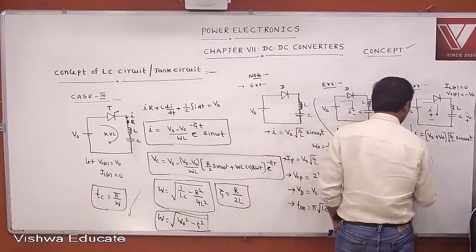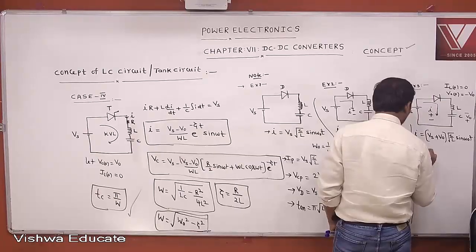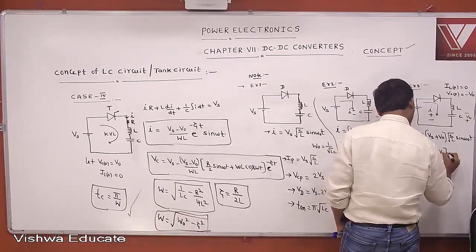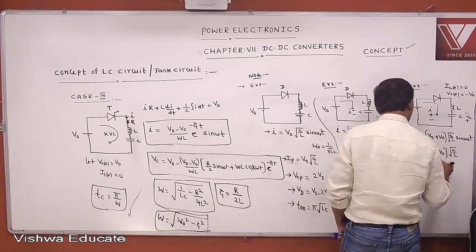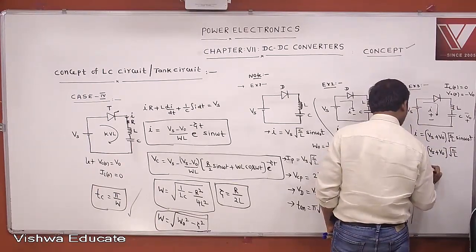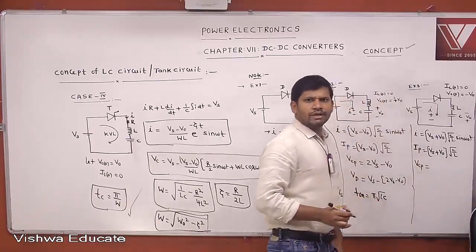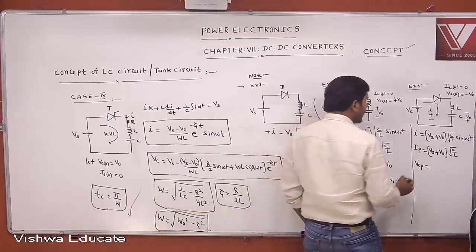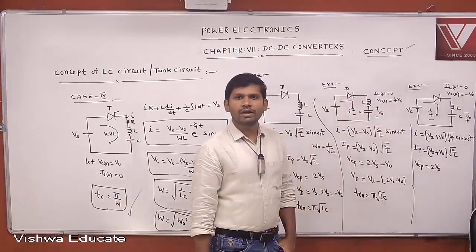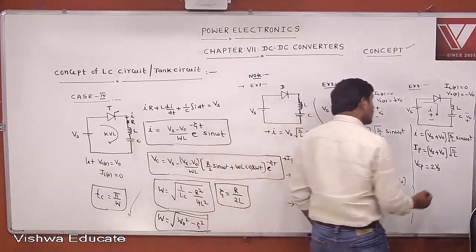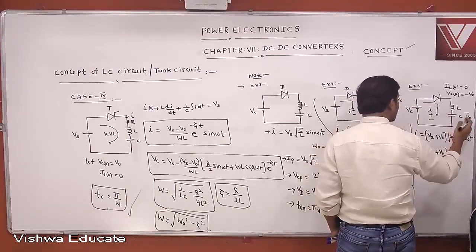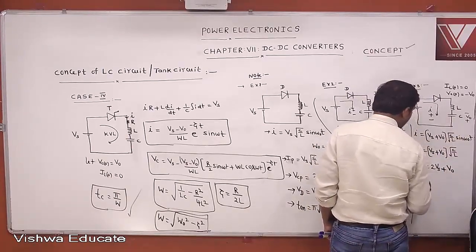Then how to find the peak value of current? Peak value of current equals Vs plus V0 into square root of C by L. Once you know the peak value of current, what is the peak voltage across the capacitor? Without initial voltage across the capacitor, the capacitor charges to a maximum voltage of 2 Vs. But here minus is given, so you take plus. Then this is the peak voltage.